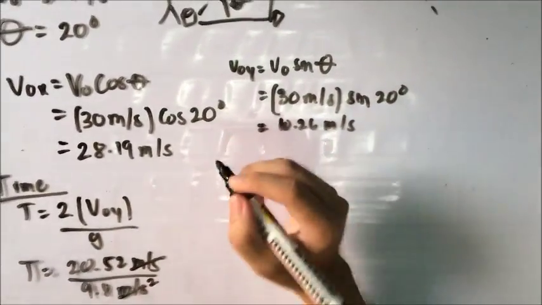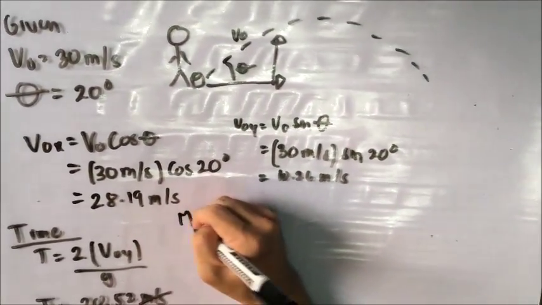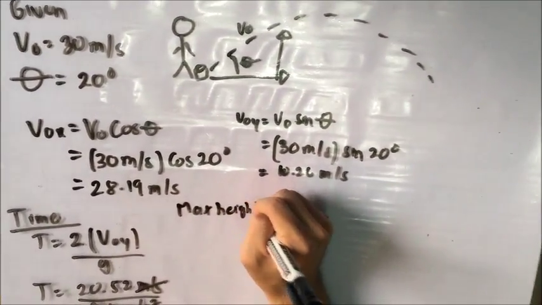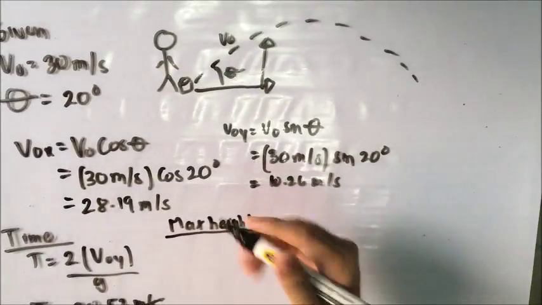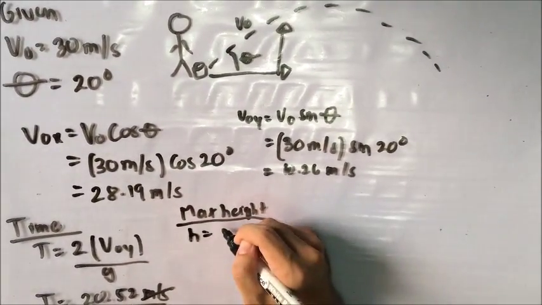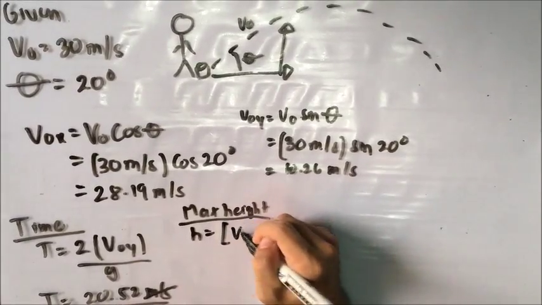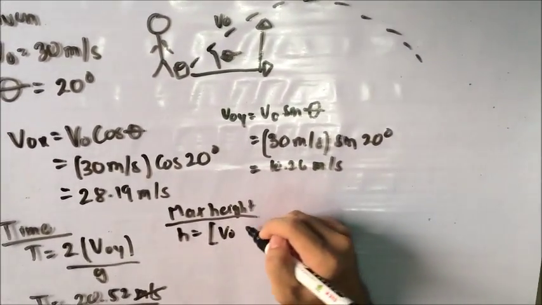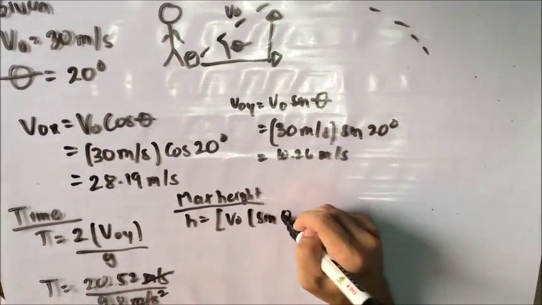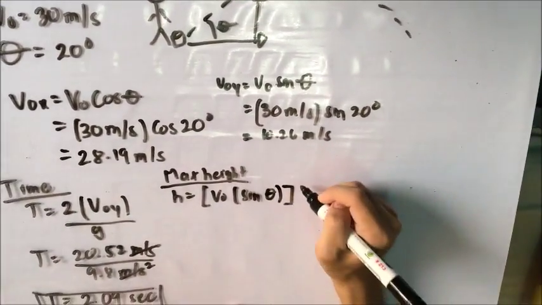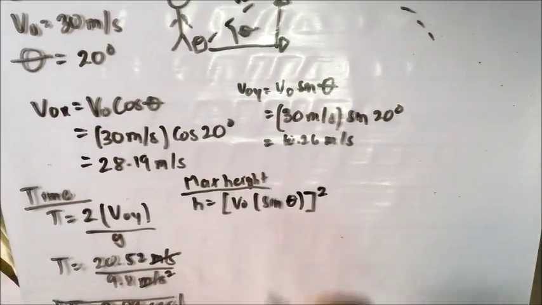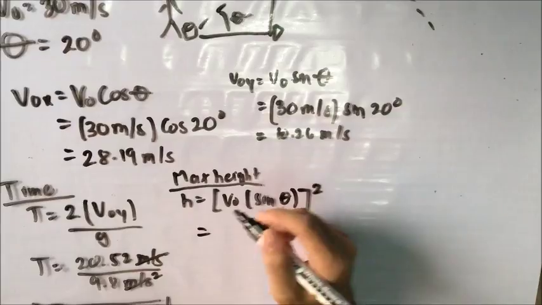Now we need to find the maximum height. To find the maximum height, you need to write the formula h is equal to initial velocity times sine theta squared. Compute.